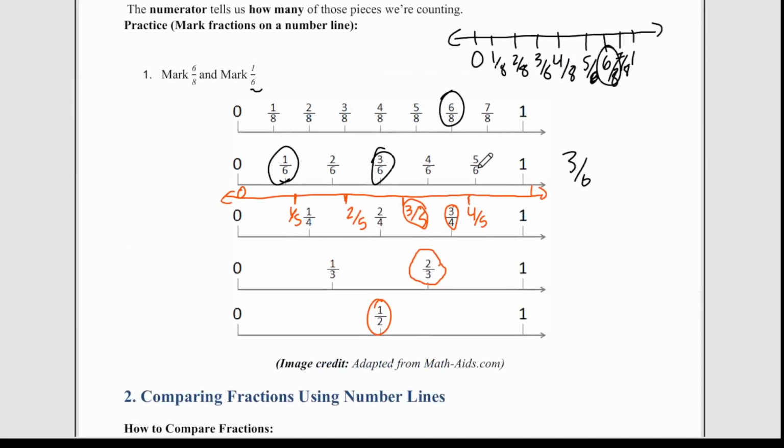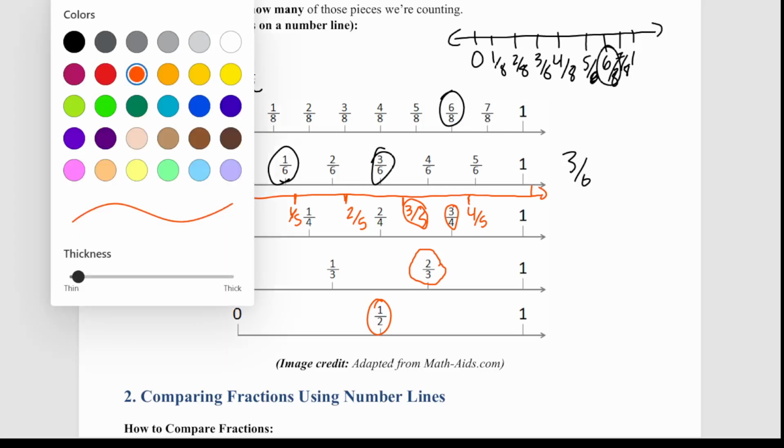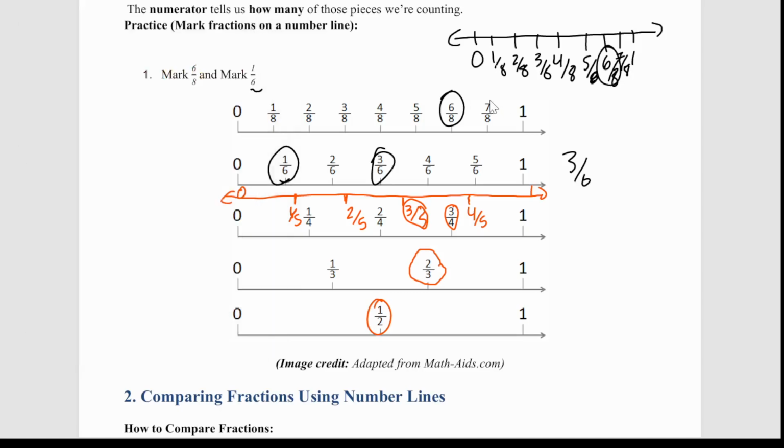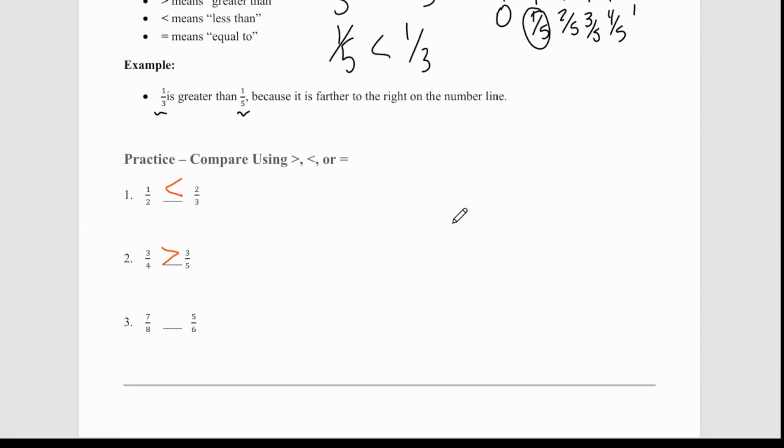Well, this one, the number line can be helpful, but if I have a whole broken into 8 equal pieces, and I look at 7 of those 8 equal pieces, that's going to be a little bit bigger than a whole broken into 6 equal pieces, and I take a look at 5 of those. So in that case, 7/8 is going to be a little bit bigger than 5/6.